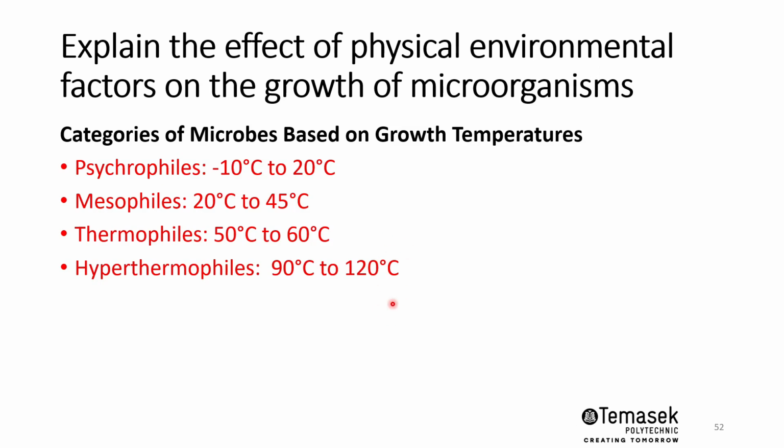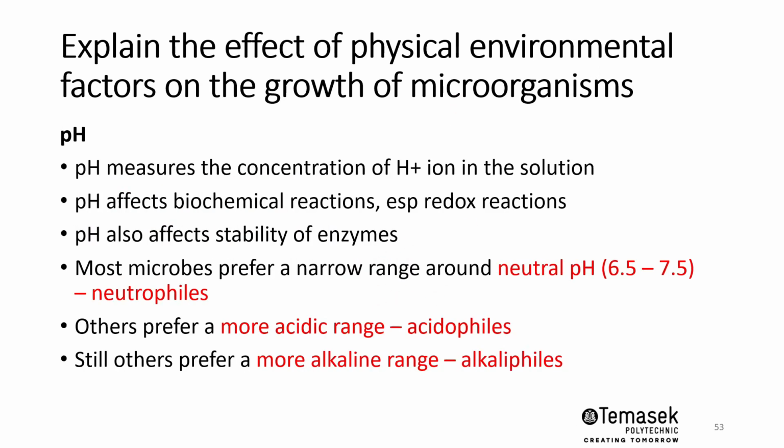So another factor that can affect the growth of microbes is pH. pH, as we know, measures the concentration of hydrogen ions in the solution. As your hydrogen ion concentration increases, your pH actually decreases, becoming more acidic. The inverse is also true: when your hydrogen ions decrease, your pH becomes higher, so becoming more basic and alkaline. So the acidity and the alkalinity of the environment influence microbial growth.